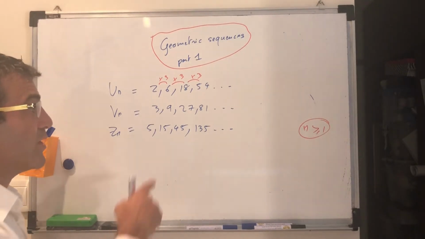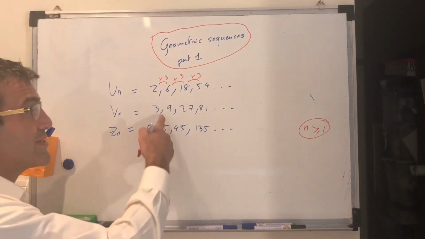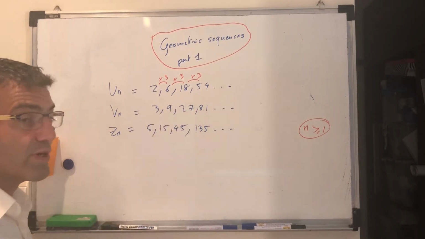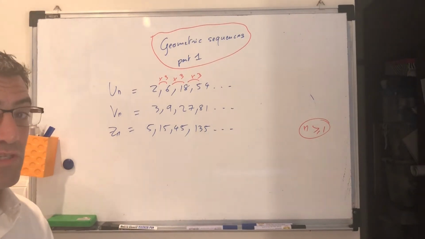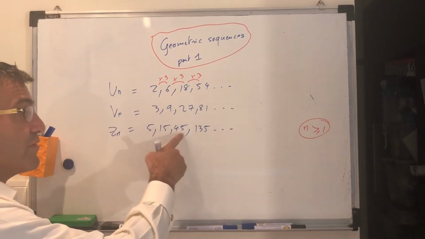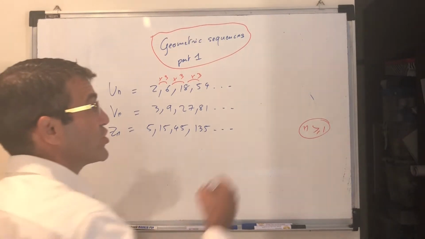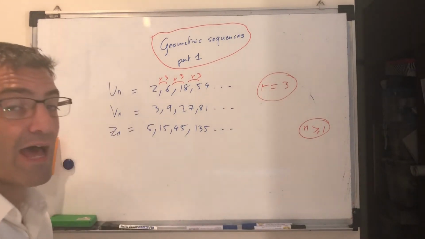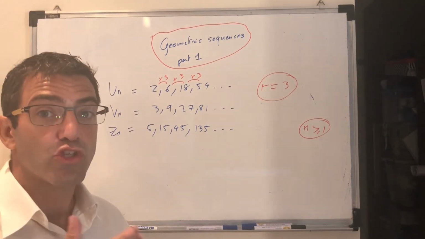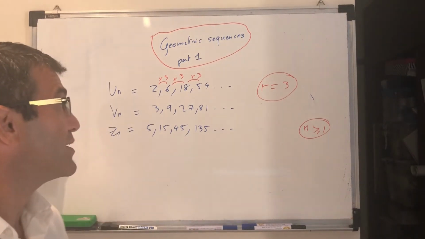And so is the second one. 3 to 9 is times 3. 9 to 27 is times 3. 27 to 81 is times 3. And then this one is the same. 5 to 15 is a times 3 sequence. 15 to 45 and 45 to 135. So all of these sequences have the same ratio. The ratio is equal to 3, which means that I multiply a previous term to get the next term each time by multiplying by 3.